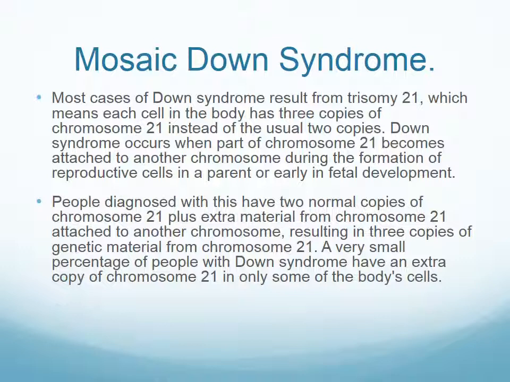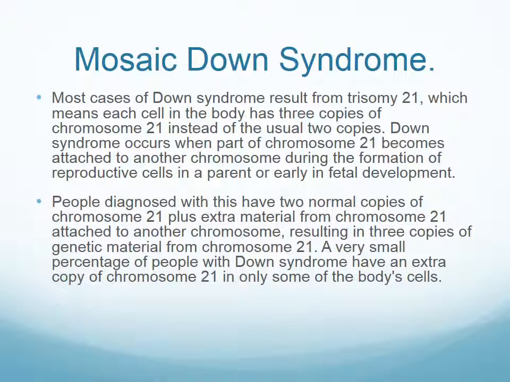The first type of Down syndrome is mosaic Down syndrome. Most cases of Down syndrome result from trisomy 21, which means each cell in the body has 3 copies of chromosome 21, instead of the usual 2 copies. Down syndrome occurs when part of chromosome 21 becomes attached to another chromosome during the formation of reproductive cells in a parent or early in the fetal development.